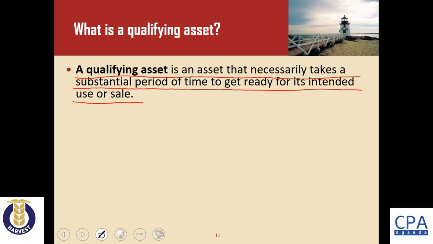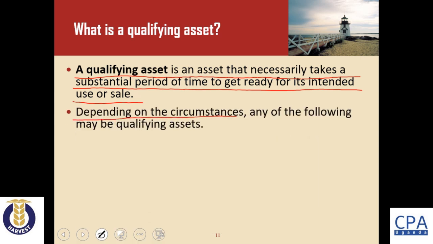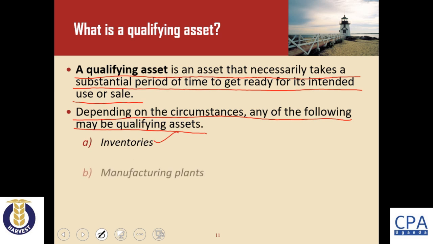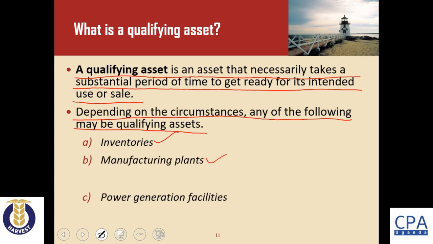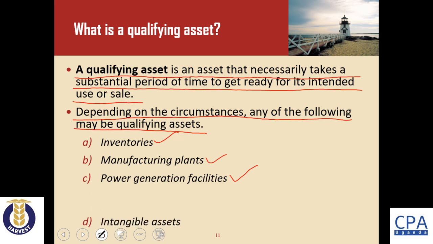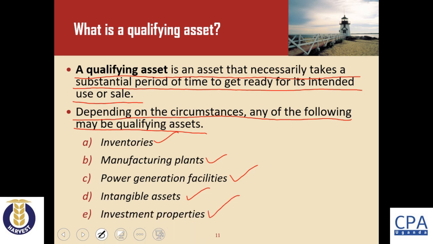Now, of course, the standard gives us some examples that we can take as qualifying assets. So in the second part, we are saying that depending on the circumstances, any of the following may be qualifying assets. One, we have inventories, and then number two, we have manufacturing plants. Number three, we have power generation facilities. Number four, we have intangible assets, and then last on the list are the investment properties.